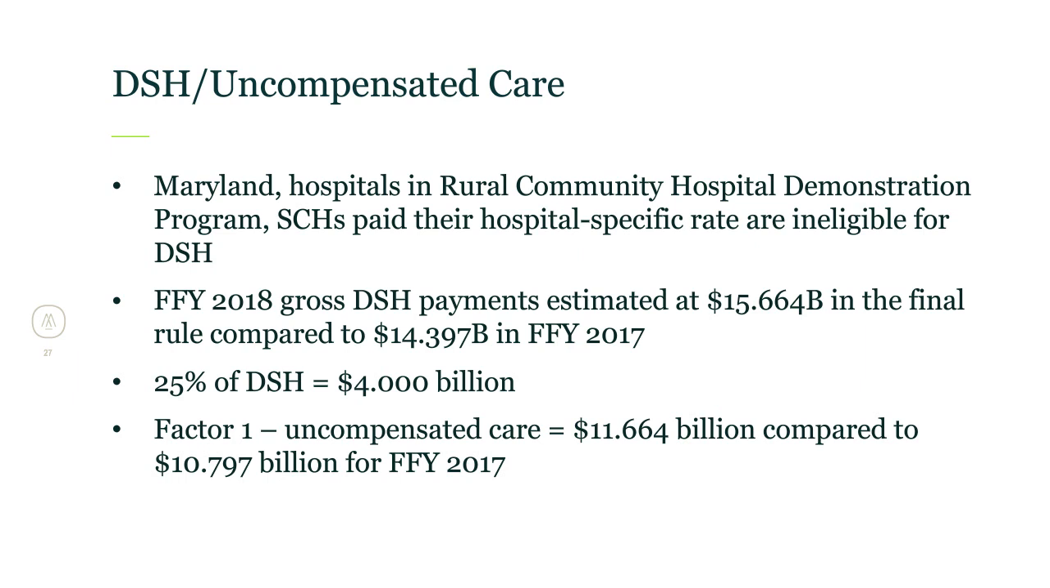Overall, in federal fiscal year 18, the gross DISH payments are increasing from $14.397 billion in 2017 to $15.664 billion in 2018. 25% of the gross payment will be based upon the hospital's data. 75% of the gross payment will become the DISH uncompensated care payment pool. As previously mentioned, the Factor 1 DISH pool is increasing $867 million, so it's going up from $10.79 billion in 2017 to $11.664 billion in 2018.